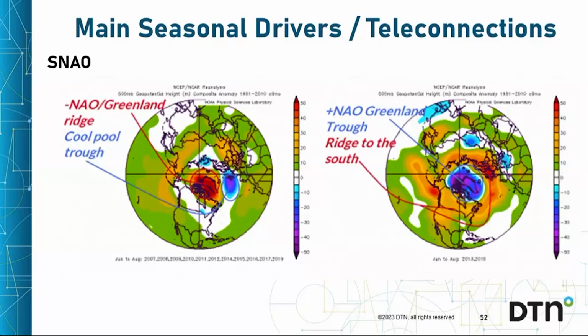Here's an illustration of what I was talking about a short while ago. On the left, a negative SNAO regime with high pressure over Greenland and Iceland, forcing weather systems and cooler and wetter conditions further south. On the right is the positive SNAO situation, low pressure across Greenland and near Iceland, and stronger high pressure across the mid-Atlantic and Europe.